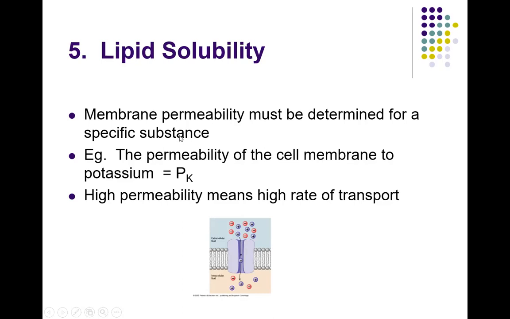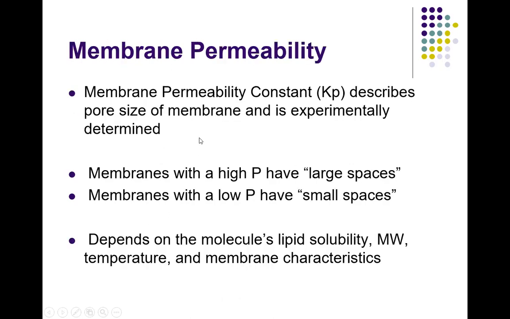Experimentally, they have determined the permeability of the cell's membrane to different kinds of molecules and ions. Basically, the higher the permeability, the higher the rate of transport. If you had something like potassium, an ion, it would be a charged particle and have to go through a protein channel. If you had something like oxygen that's nonpolar, it could go right through that phospholipid bilayer.